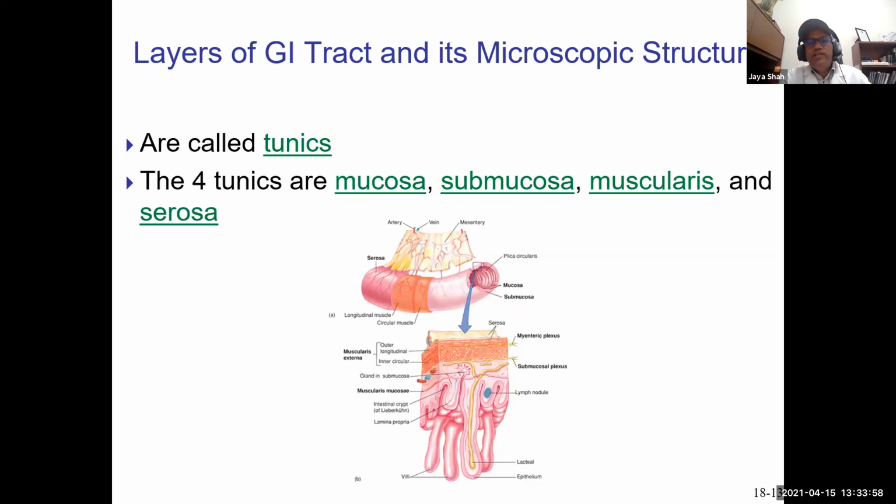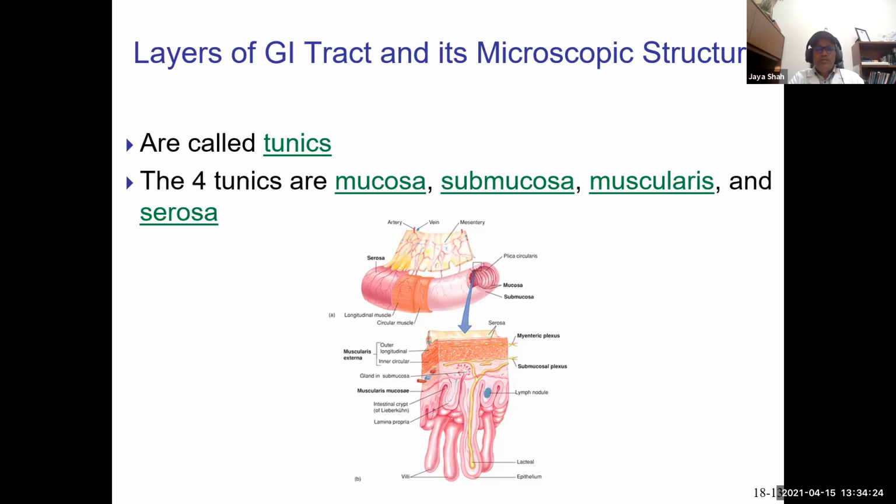Okay, layers of the GI tract and its microscopic structure. So to understand the physiology and function of the GI tract, we have to understand the histology of the GI tract. So the GI tract has several tunics, layers. They have four tunics.